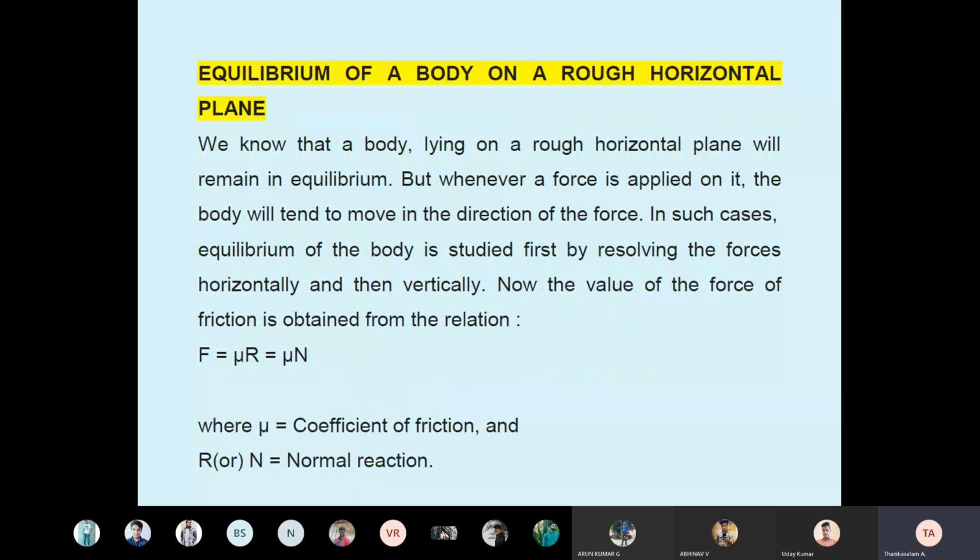Then this is our subject, that is problem point of view. Equilibrium of your body on a rough horizontal plane. So see the horizontal surface. The horizontal plane means horizontal surface.